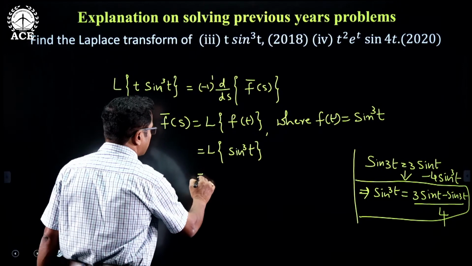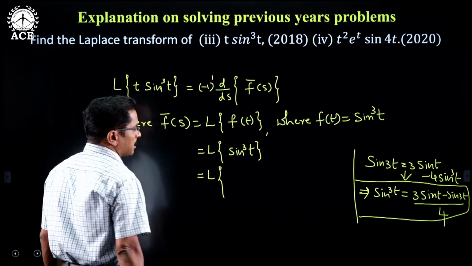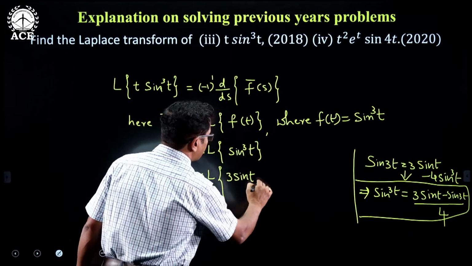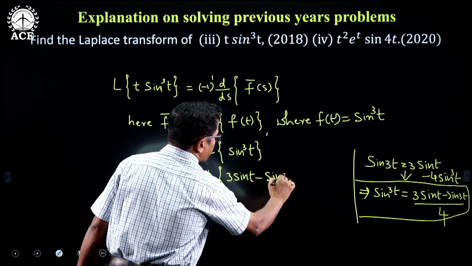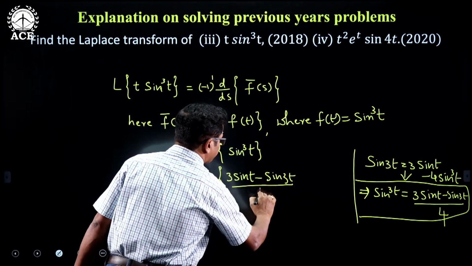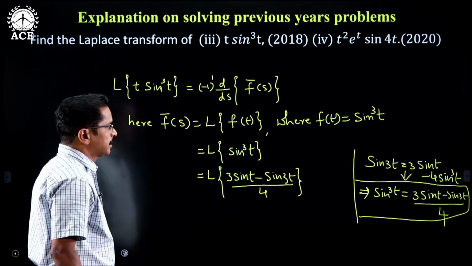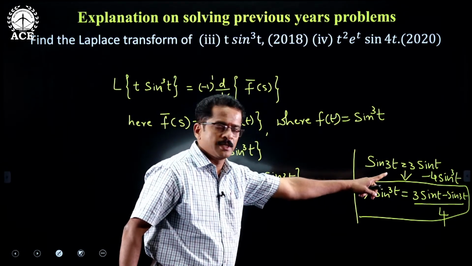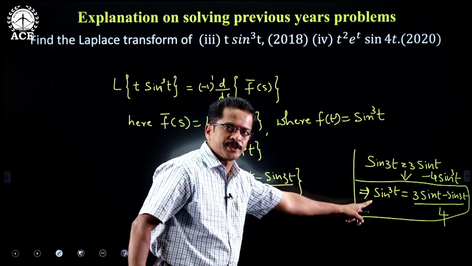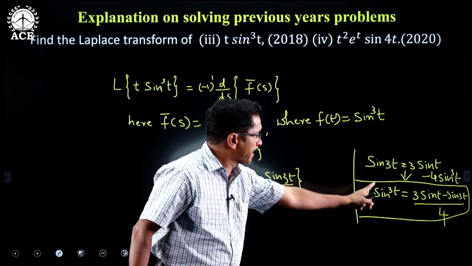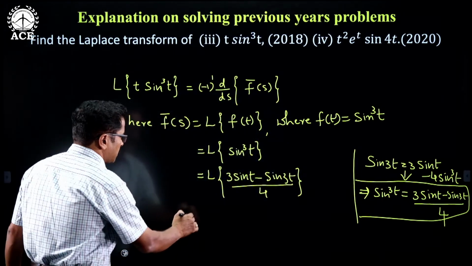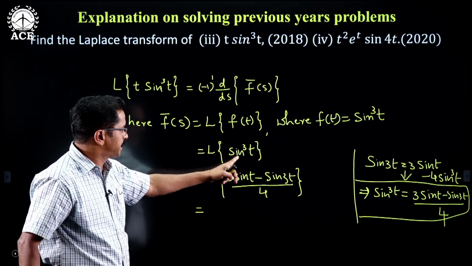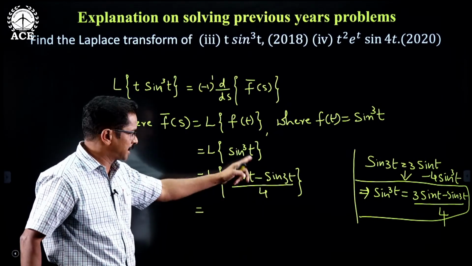That I am applying. So L of 3 sin t minus sin 3t by 4. Sin 3t means 3 sin t minus 4 sin cube t. From that I make sin cube t the subject, which equals 3 sin t minus sin 3t by 4. So then I converted the higher power term into a simpler, elementary form.